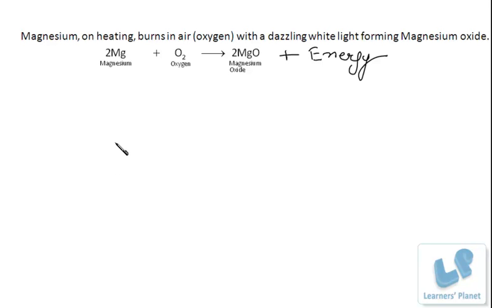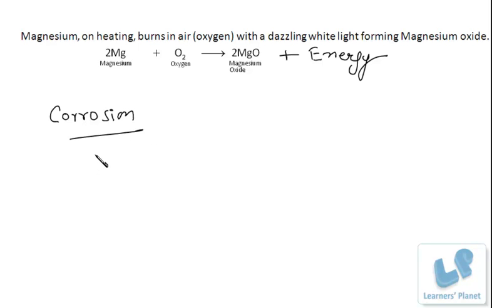Likewise, other metals also react with oxygen, producing their respective oxides. Iron also reacts with oxygen. Copper also reacts with oxygen and they form their respective compounds. Iron forms iron oxide on reacting with oxygen. We are going to discuss a very interesting phenomenon known as rusting or corrosion.